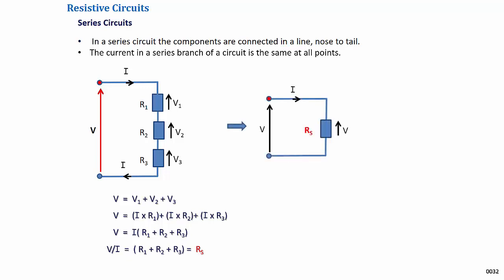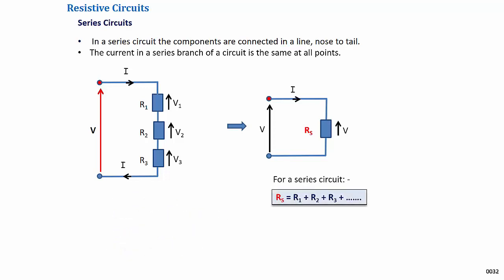An equivalent of the series circuit may therefore be drawn where resistors R1, R2 and R3 are replaced by a single resistor Rs. The highlighted box shows that where there are a number of resistors connected in series, they may be replaced by an equivalent resistor Rs, where Rs is equal to the sum of the individual resistors.